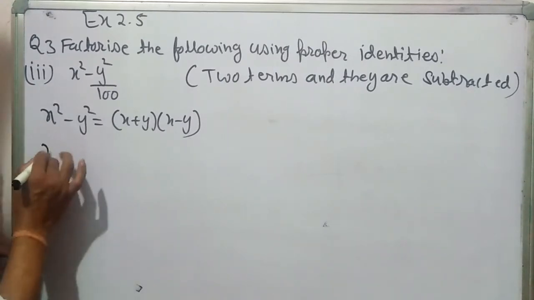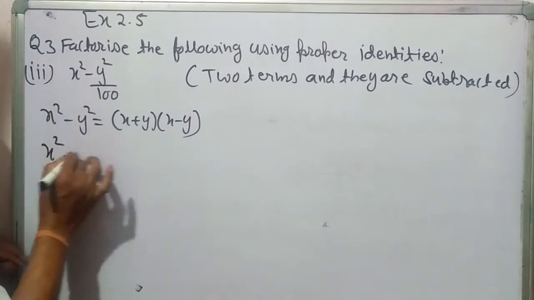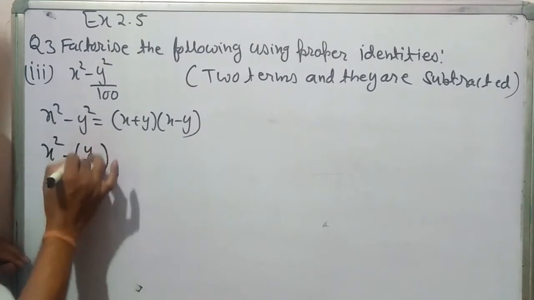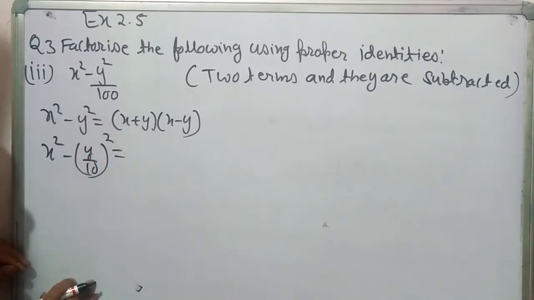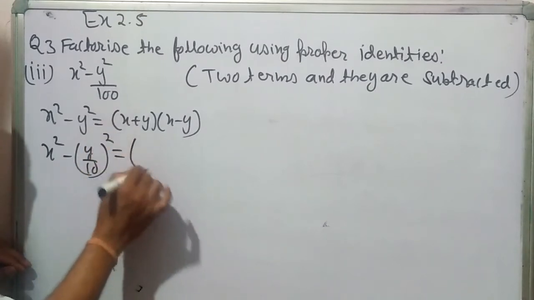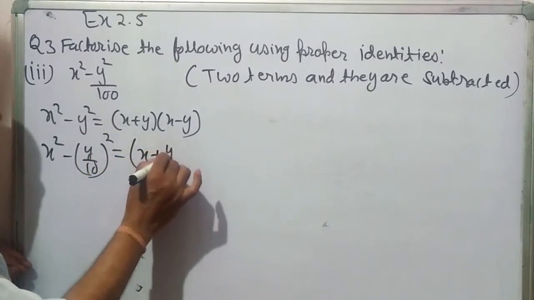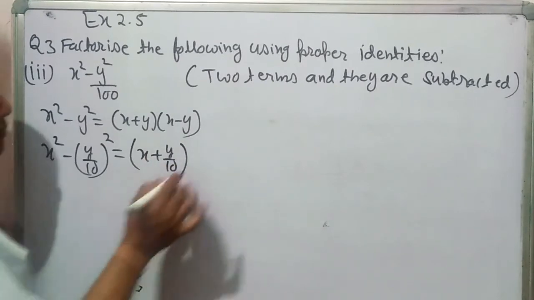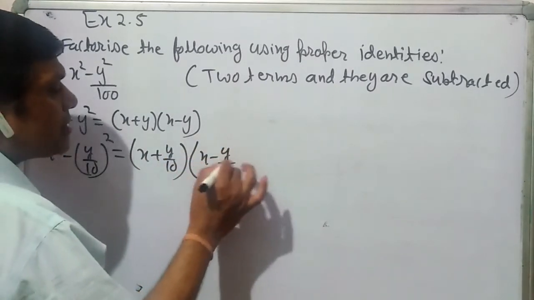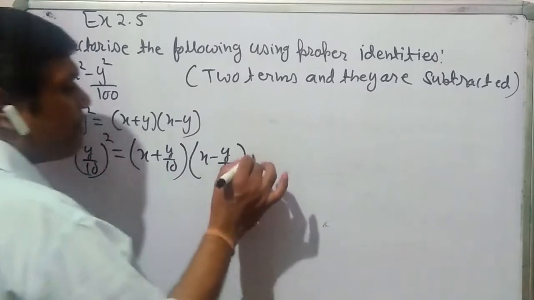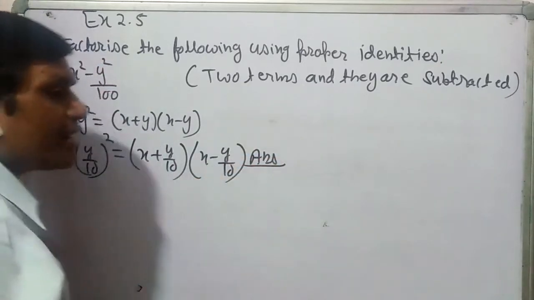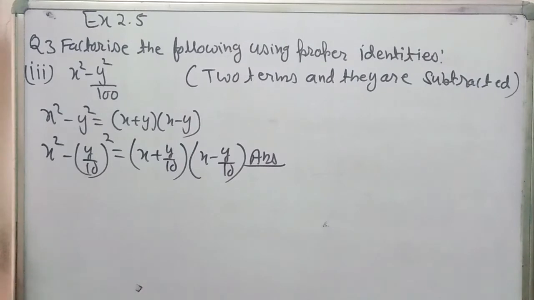What we have is, first is x square as such. Instead of y, we have y upon 10 whole square. We should use the identity, put the value of x, put the value of y, put the value of x, minus put the value of y, and we get our answer of factorization. So that way, once again what I told you is correlate with any of the standard identities, then you are able to factorize it.